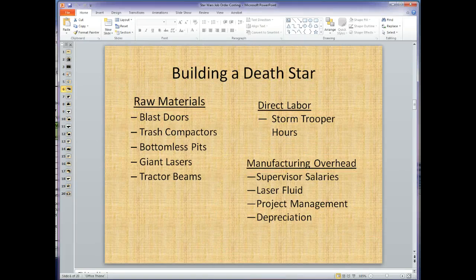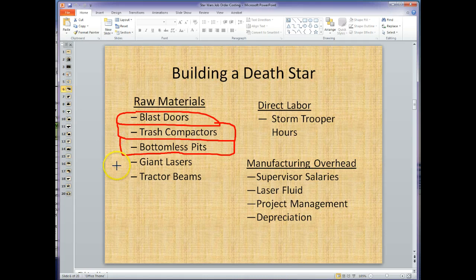All right, so here we go. We've got these raw materials here, right? We have blast doors. Those are those things that Han Solo and Luke like to hide behind. Apparently they're laser proof. Then you have trash compactors. Those are those things that take the trash. Apparently Death Stars produce a lot of garbage. Stormtroopers are messy. So there's a lot of trash, and you need a lot of trash compactors. Bottomless pits, that's one of the pet peeves of the Empire. Emperor, he loves bottomless pits. Can't get enough of them. They're everywhere. They're right by his throne. People are falling into them all the time. They're cool as hell. So we have to buy a lot of bottomless pits.